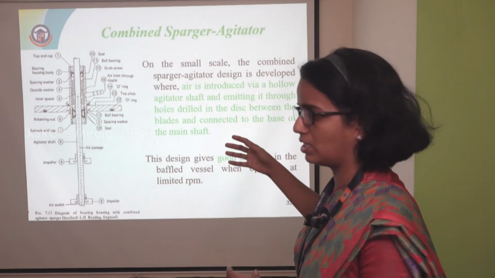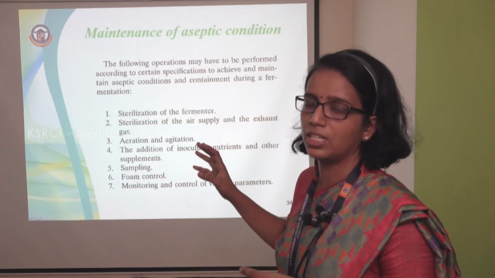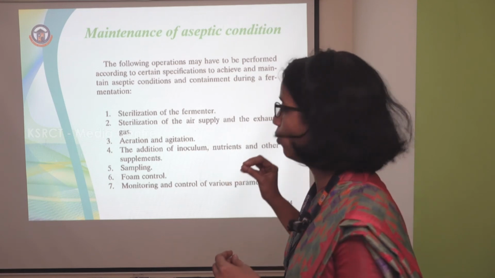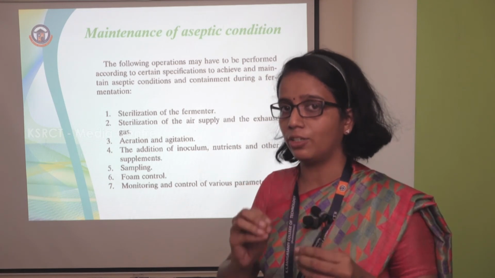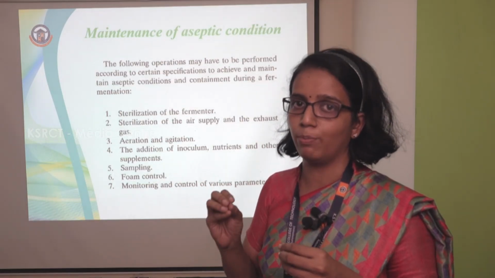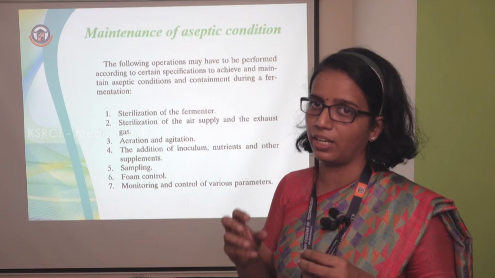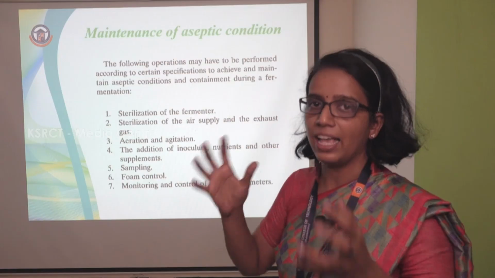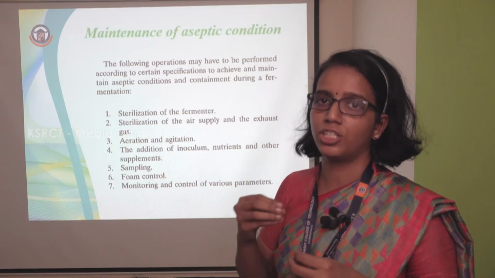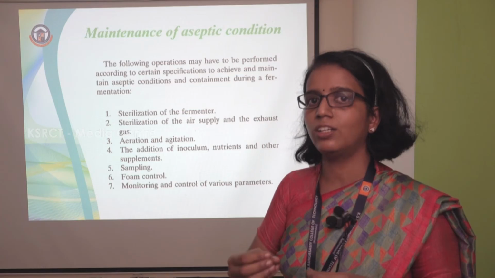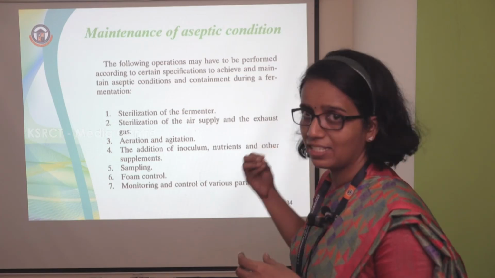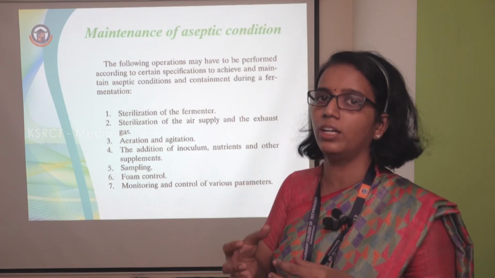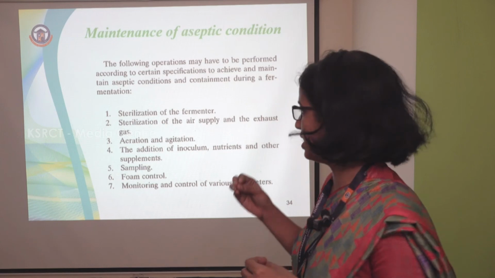And finally we need to consider the maintenance of aseptic conditions while designing the fermenter. Not only the elements that you take care of in designing the fermenter are important, but also the maintenance of the aseptic conditions. For that we need to ensure certain parameters. One is the sterilization of the fermenter as a whole. It can be accomplished by passing hot water or steam inside it. The air supply which we provide should also be free from pathogens, so the air that we provide for a particular fermenter should be in a sterile condition.